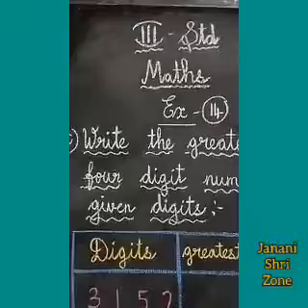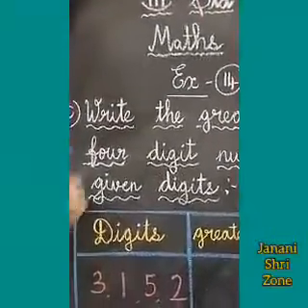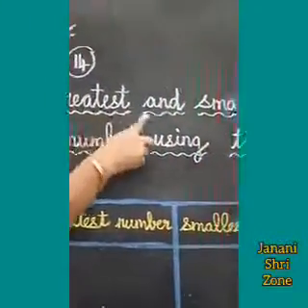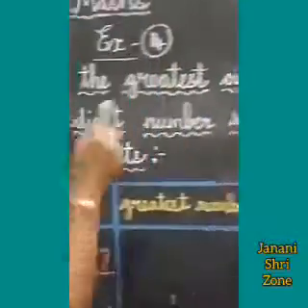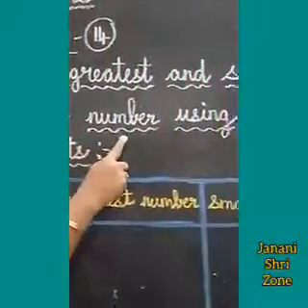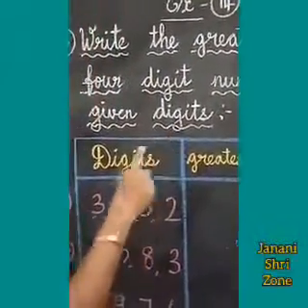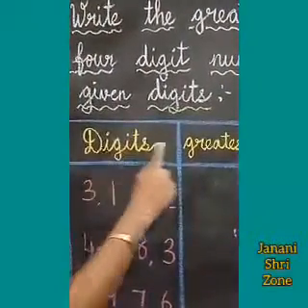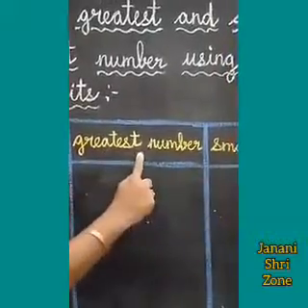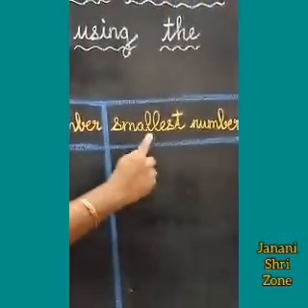Good morning, children. Today in maths, I am going to teach you how to write the greatest and smallest four-digit number using the given digits. Yes, first digits, then the next column is greatest number, next it is smallest number.